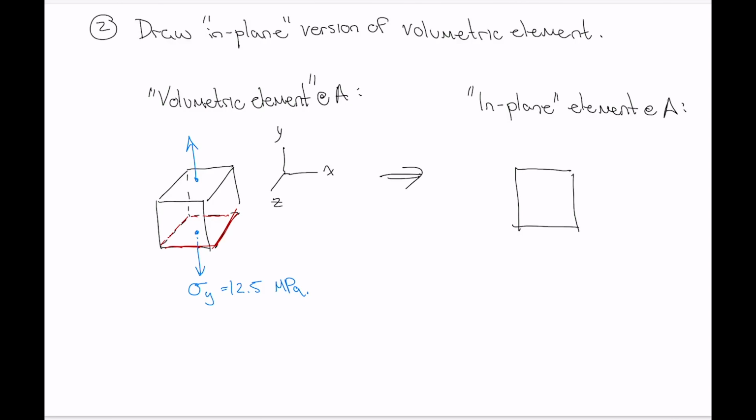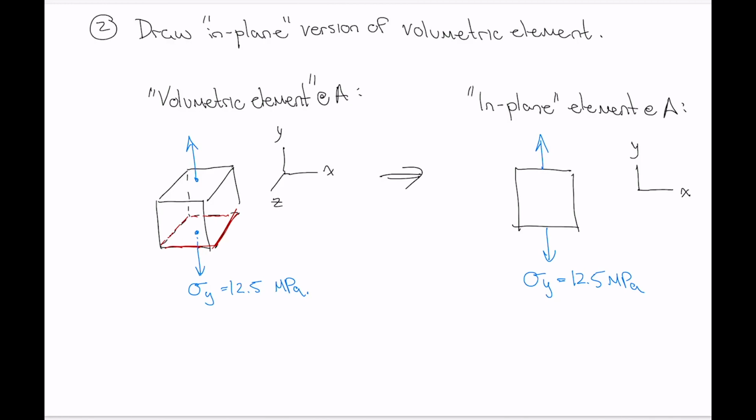looking down the z-axis. So if we look at it down the z-axis, then we have, for our axes that we've set up, x and y like this, and our stress just appears like this, where we have sigma y equals 12.5 megapascals. Right, so there's our in-plane element. It's called an in-plane element because that's the view in the XY plane. Okay, so we've done that.